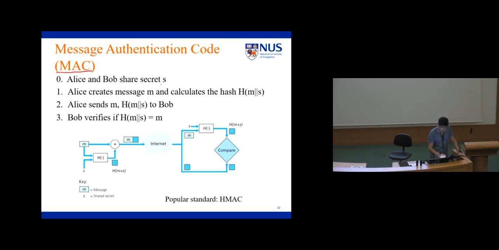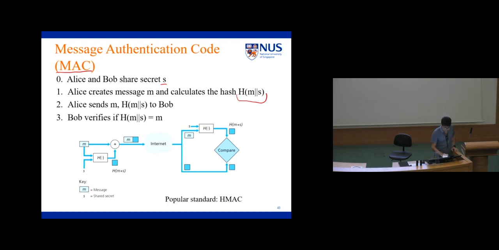So here, we assume they share a secret. We don't care how they established that secret. Maybe they met each other, maybe they used Diffie-Hellman key exchange, or maybe they used RSA prior to this protocol to establish a shared secret key. We don't care about that. We just assume they have a secret key. So now Alice creates a message m and then calculates the hash like this. The operator between m and s is the concatenation operator. So you just put them next to each other and then compute the hash.